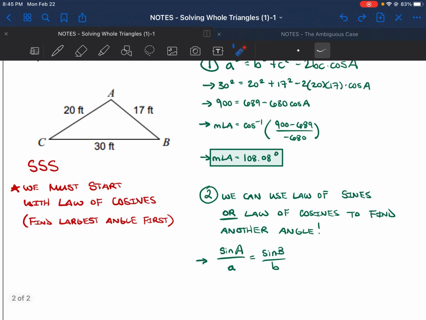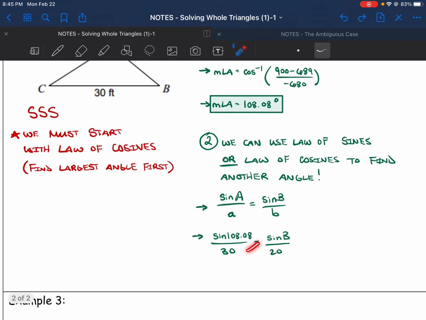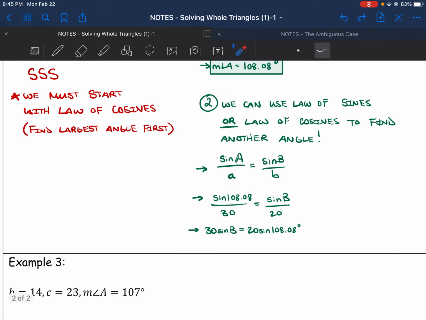So the way that I'm going to do it is I'm going to say, okay, well, sine of angle A, which we just found is right here, 108.08, over side A equals sine of angle B, which is what I'm going to try to find, divided by side B. Again, cross multiplying and solving, we can see that 30 times the sine of B is going to equal 20 times the sine of 108.08 degrees, and then we'll divide by 30 and take the inverse sine. This is going to give us that the measure of angle B is about 39.33 degrees.